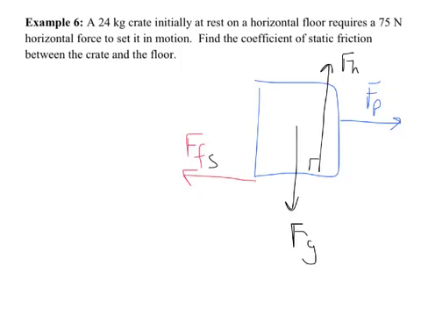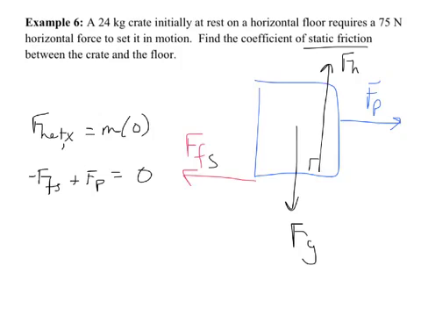And since we're looking for static friction, it can't be moving. We can't look at things with motion when you're looking at static friction. So we have no acceleration. So we could say that the net force in the x direction is going to be ma, but the acceleration is 0. It's not moving. It's the instant before it moves. So we've got negative friction, we've got a positive push, and that equals 0.